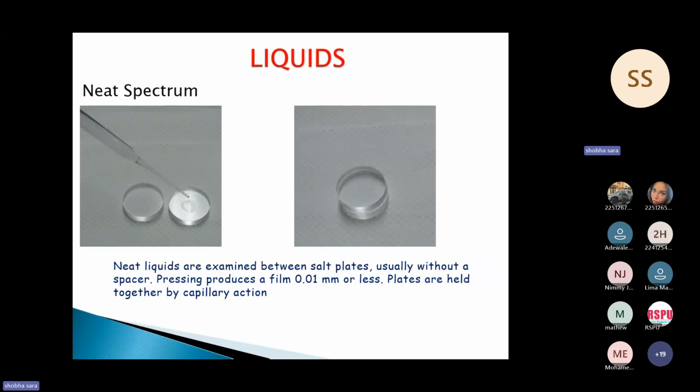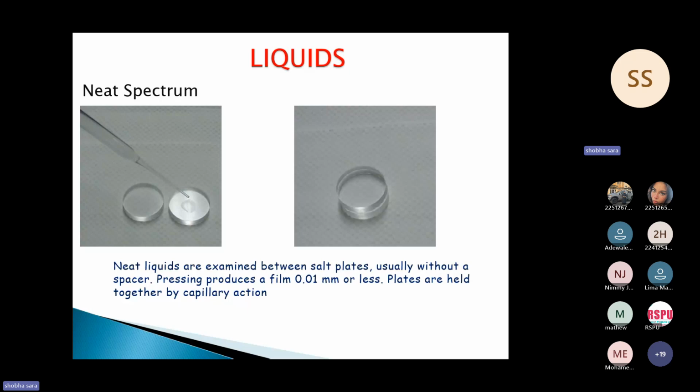If it is a neat liquid, this can be examined between two salt plates, KBr or NaCl. Put 1 or 2 drops on one plate and sandwich. With capillary action, it will hold tight, and this pressing will produce maybe a 0.01 millimeter thin layer. Then they are placed into the sample compartment.